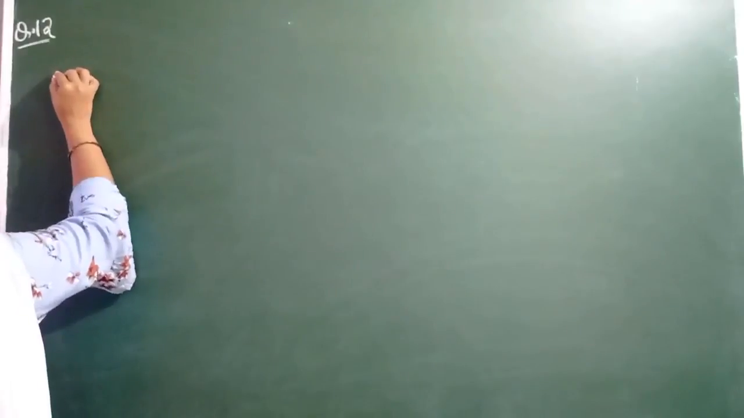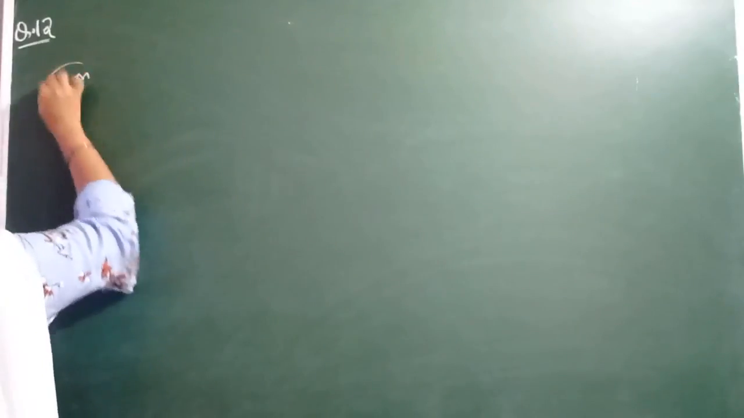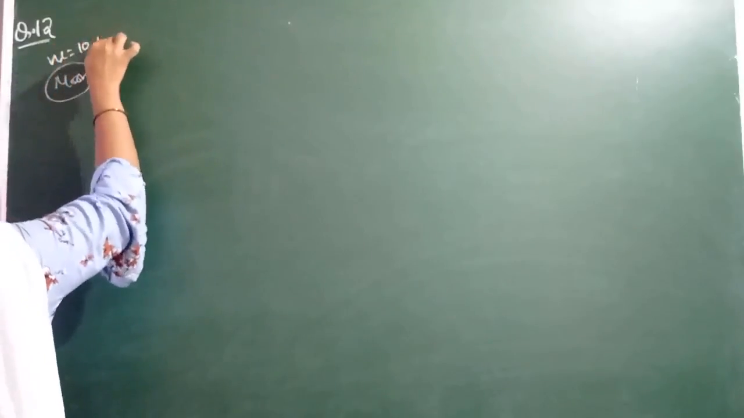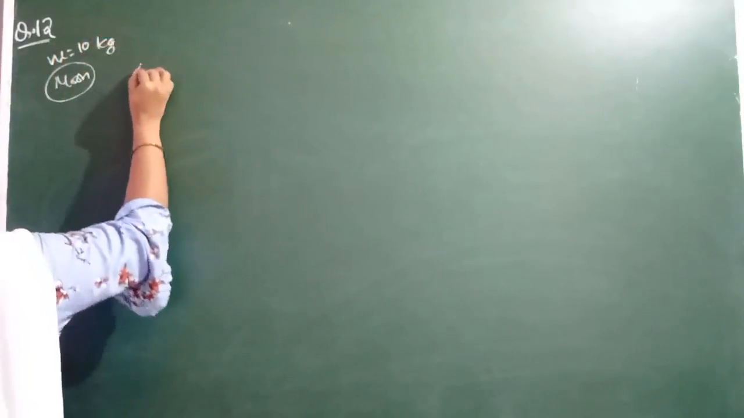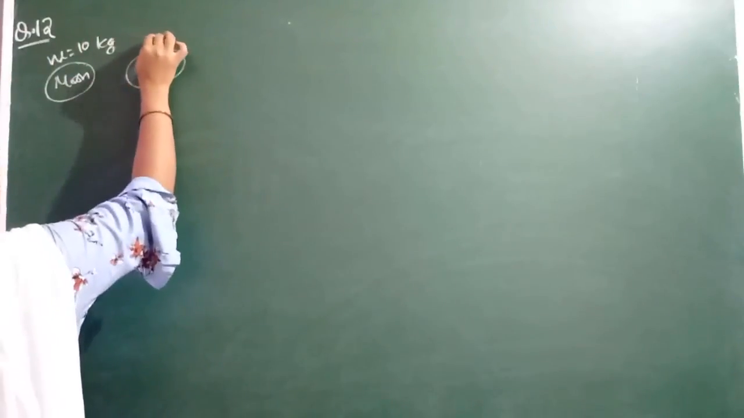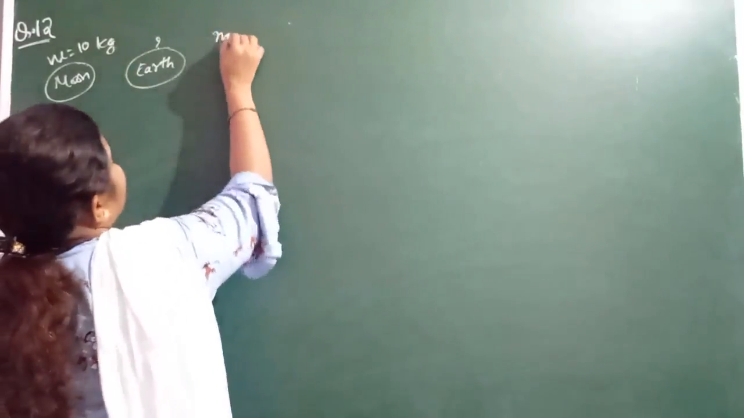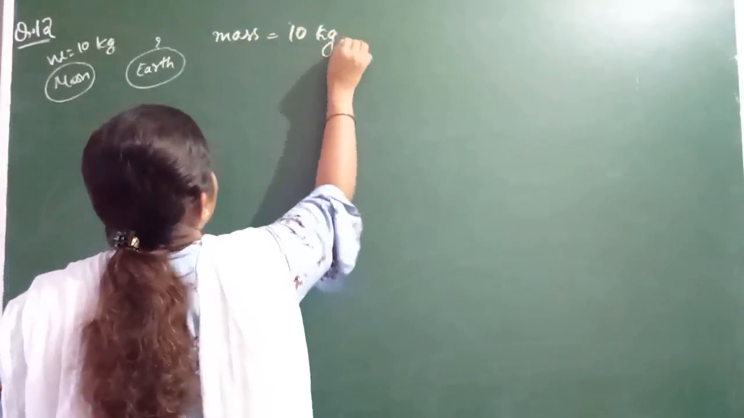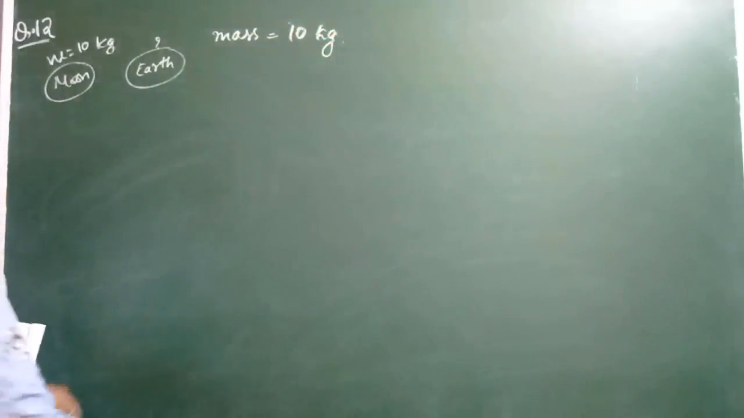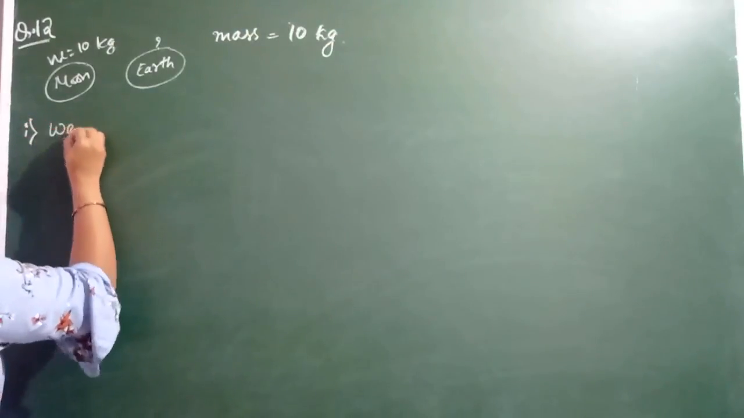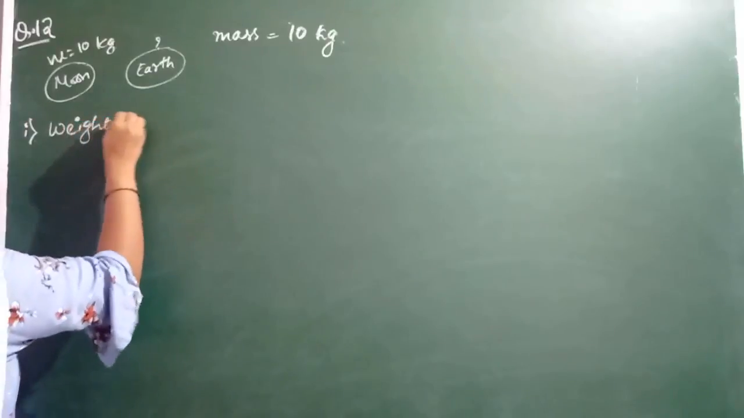Example, let us imagine this is the moon. So what is the object's mass? 10 kg. Then the same object, what will be its mass on earth? Isn't it, children? So what can we write? Mass is what? 10 kg. Mass of the object is 10 kg. First, we need to calculate the weight on the moon.